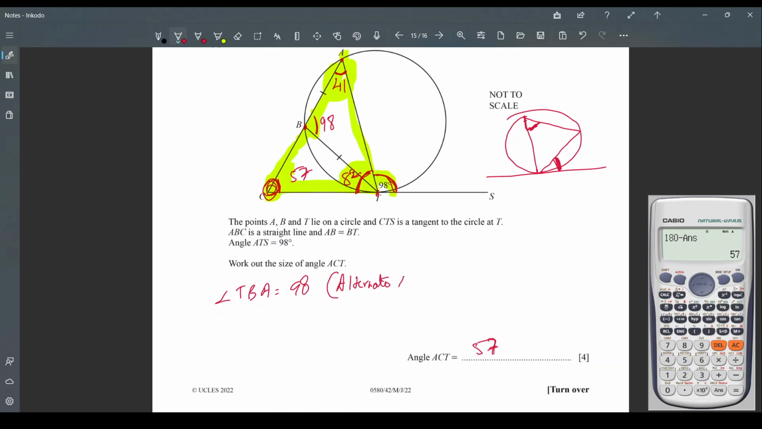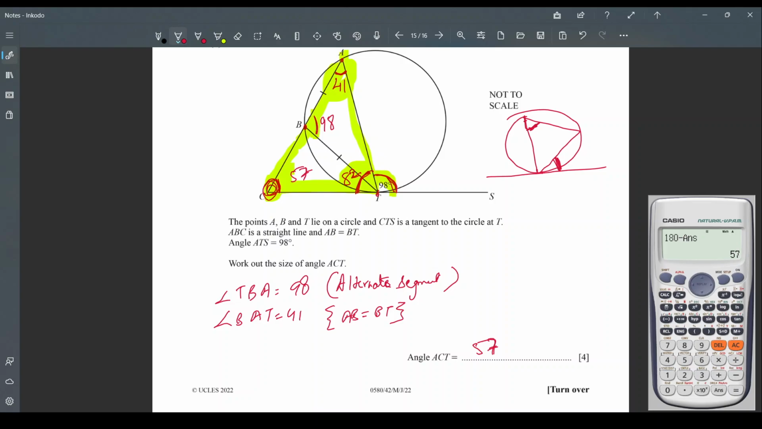Alternate segment, and because of that we got angle 41. Then angle BAT equals 41 because we are also given that AB equals BT.